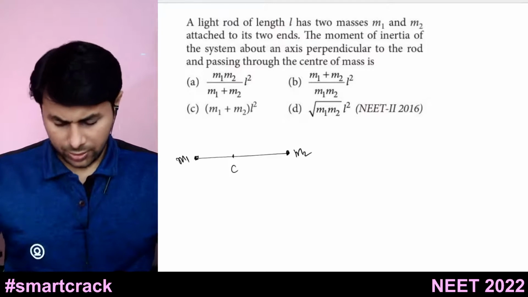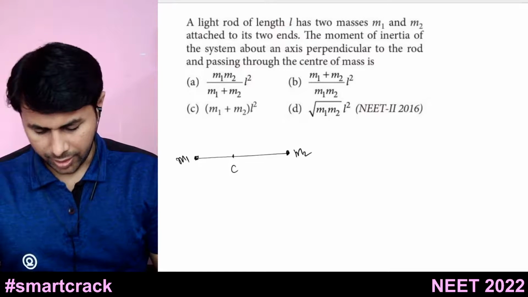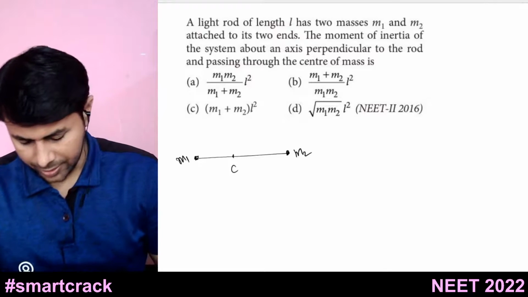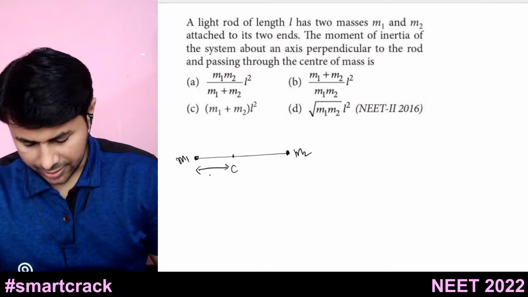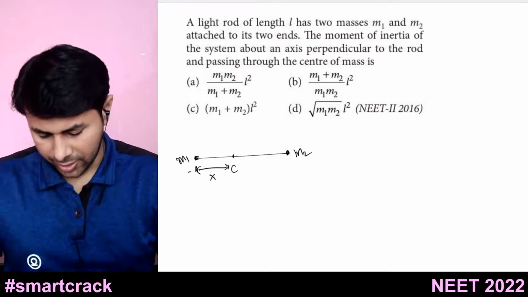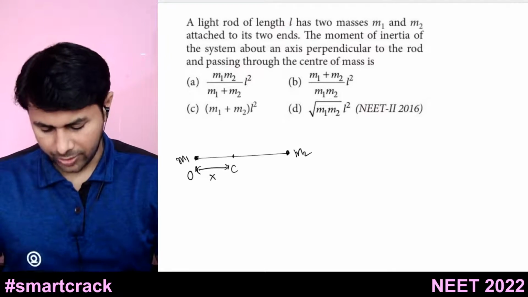Now see, first of all we have to find the center of mass of the system. So let's suppose the distance of the center of mass from m1 is x. So let's call this point m1 the origin.